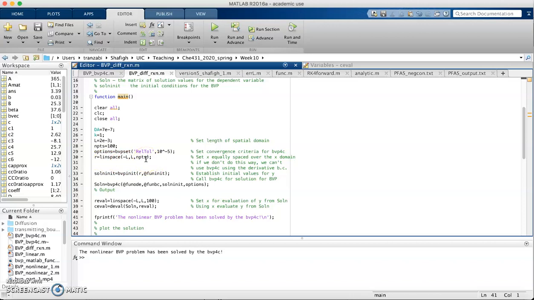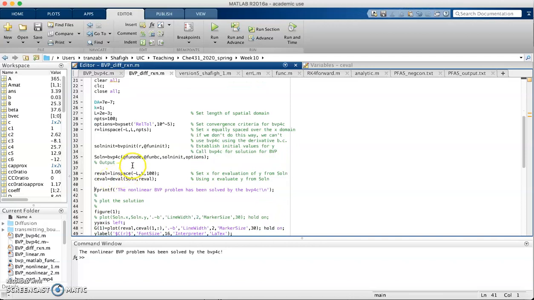So that means I'm looking at the concentration along the diameter. If 0 is the center of the cylinder, then negative L is going to be on the left side of the diameter, and L is going to be the right side of the diameter. So I'm basically looking end to end along a diameter and seeing how concentration changes over the diameter of a cylinder.